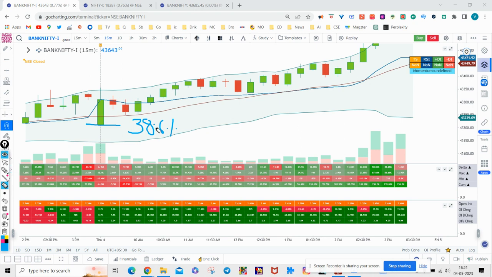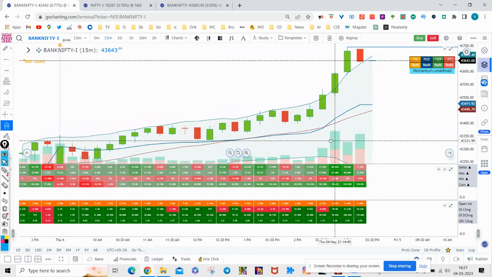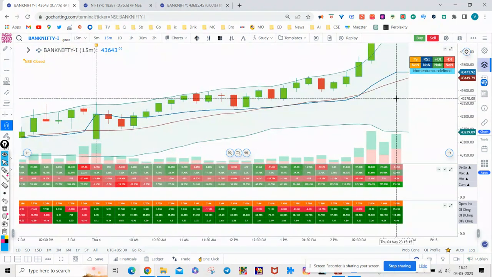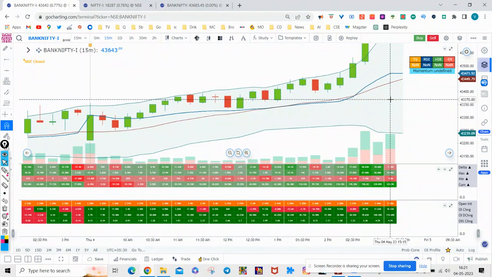But it spent some time here, and then gave a breakout. After that, there was no stopping Bank Nifty. The move was pretty much fantastic. So there's nothing too much to add from the order flow perspective here.